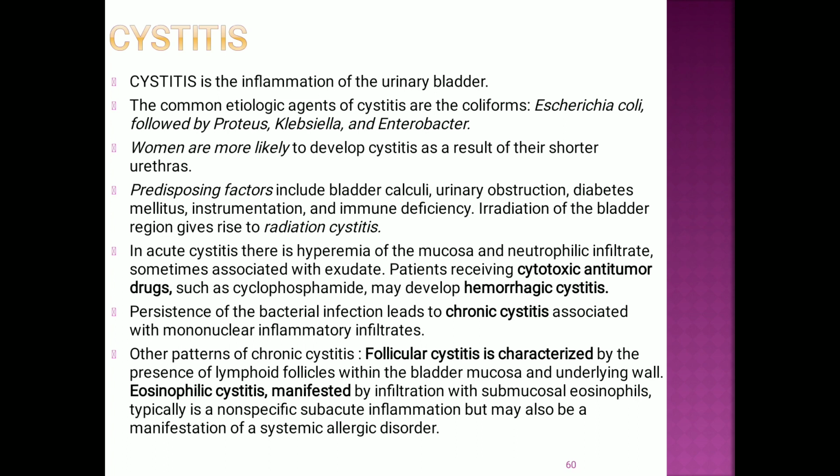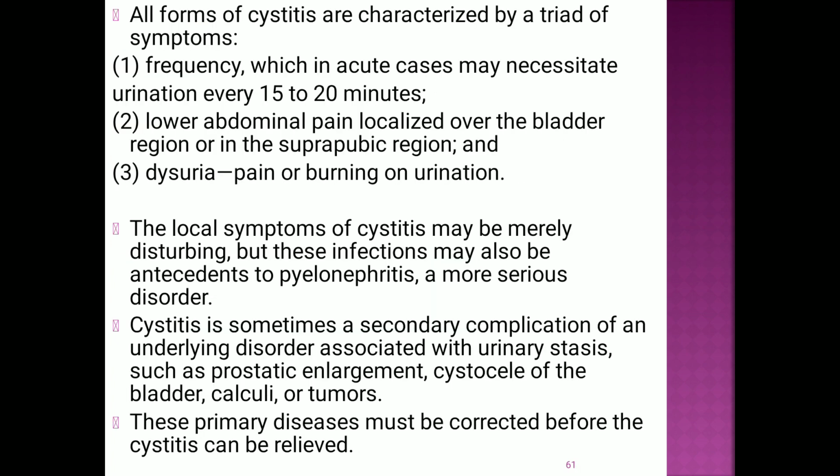In acute cystitis, there is hyperemia of the mucosa and neutrophilic infiltrate, sometimes associated with exudate. Patients receiving cytotoxic anti-tumor drugs such as cyclophosphamide may develop hemorrhagic cystitis. Persistence of bacterial infection leads to chronic cystitis associated with mononuclear inflammatory infiltrate. Other patterns of chronic cystitis are follicular cystitis, characterized by the presence of lymphoid follicles within the bladder mucosa and underlying wall. Eosinophilic cystitis, manifested by infiltration with submucosal eosinophils, is typically a non-specific acute inflammation but may also be a manifestation of systemic allergic disorder.